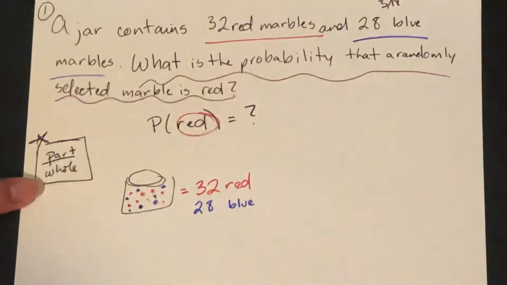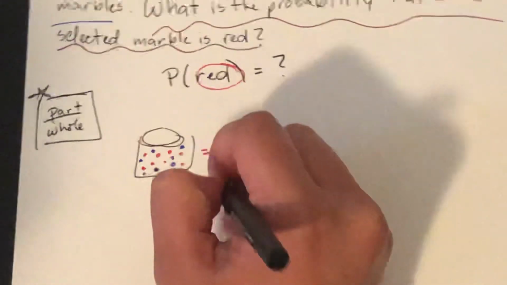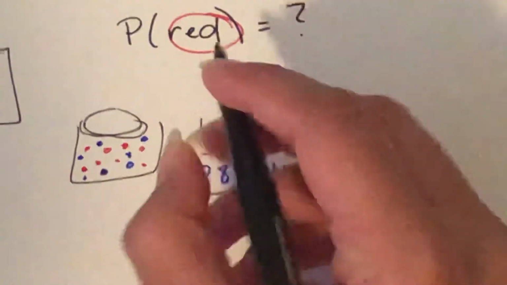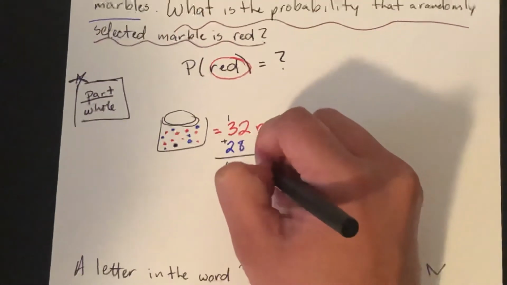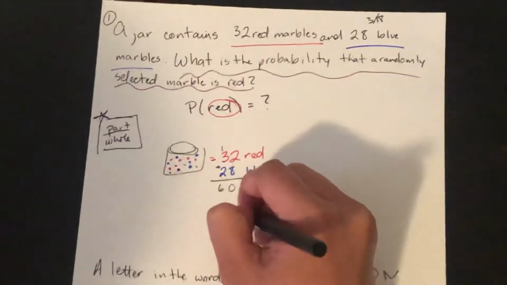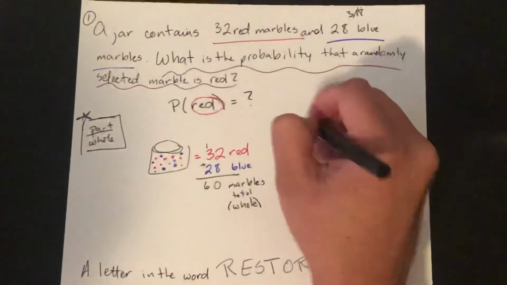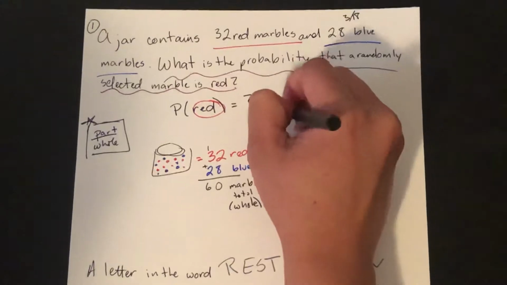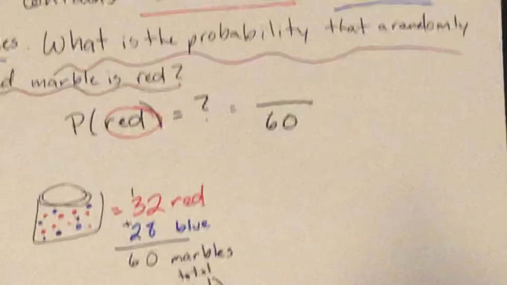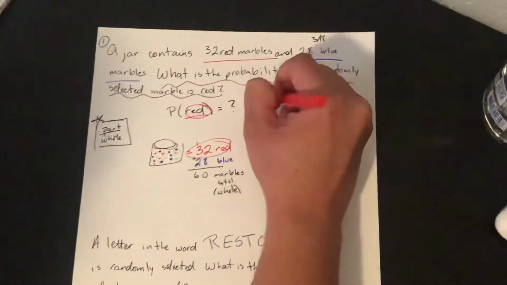So if I want to know my whole, if I want to know the total number of marbles in that jar, all I'm going to do is add those together. So 8 and 2 is 10, 3, 4, 5, 6. So I now have 60 marbles total. So that's what we're going to consider our whole, which means that number is going to go on bottom. So it's something out of 60, right? And that something, in this case, is just going to be the total number of reds. So if I have 32 reds, right on top, 32.